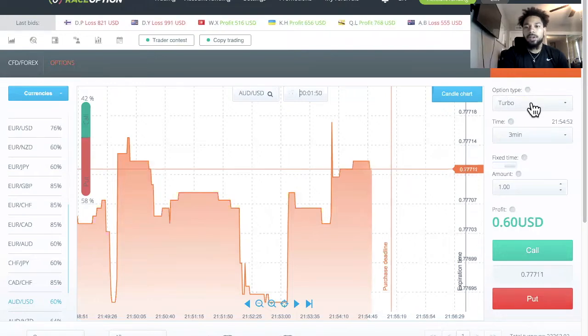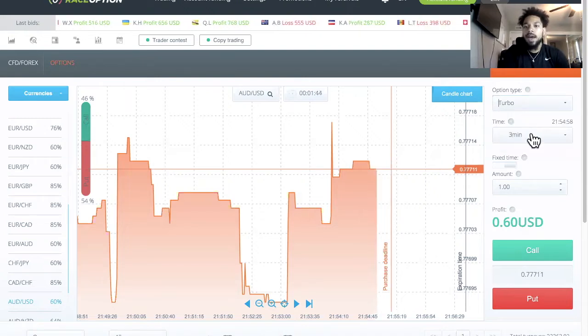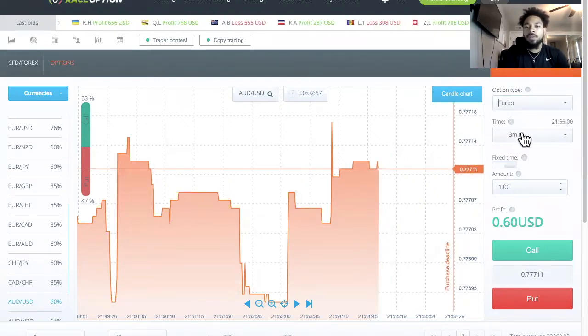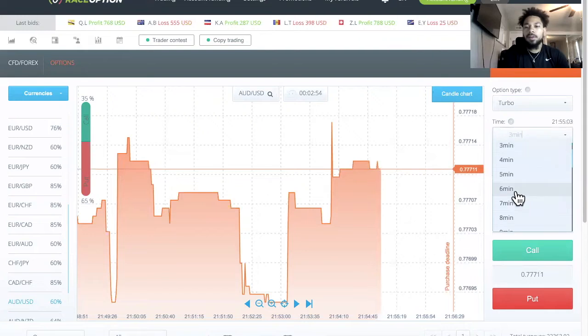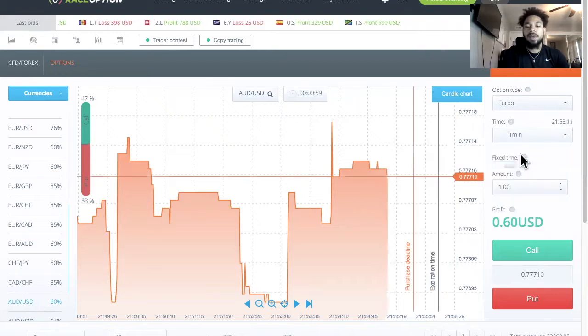We always keep it on turbo, but you do have the option to change it to intraday or long term. Turbo just gives you the option to trade from anywhere from 1 minute all the way up to 30 minutes. And this is the amount of time that you would be in a trade for. So if I select 1 minute, that means if I were to enter a trade, I would be in that trade for a total of 1 minute.